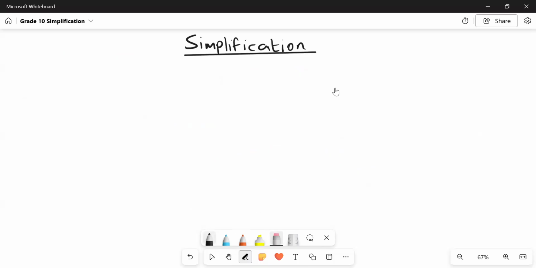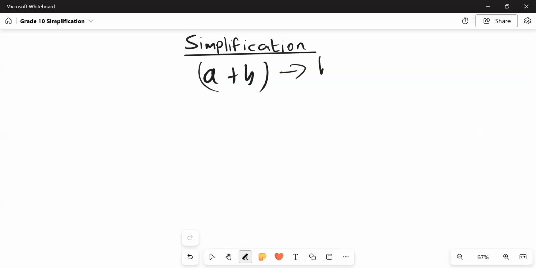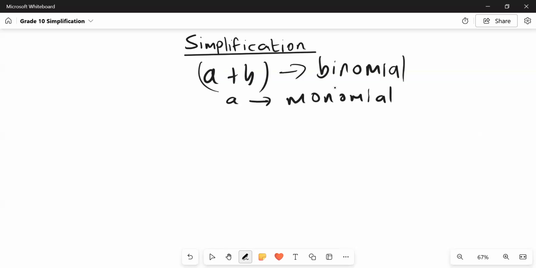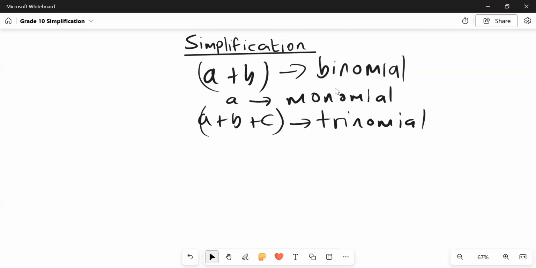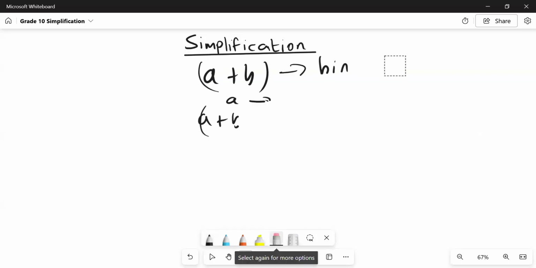So what do I mean by binomial? A binomial is about two terms, A plus B. These are two terms, so we call them a binomial, right? One term we call a monomial. And then A plus B plus C has three terms, we call them a trinomial. So we'll be working with binomials, how to find the product of binomials, right?